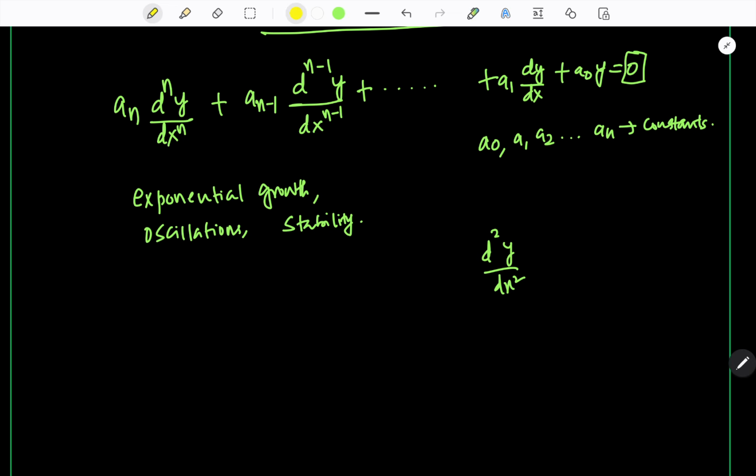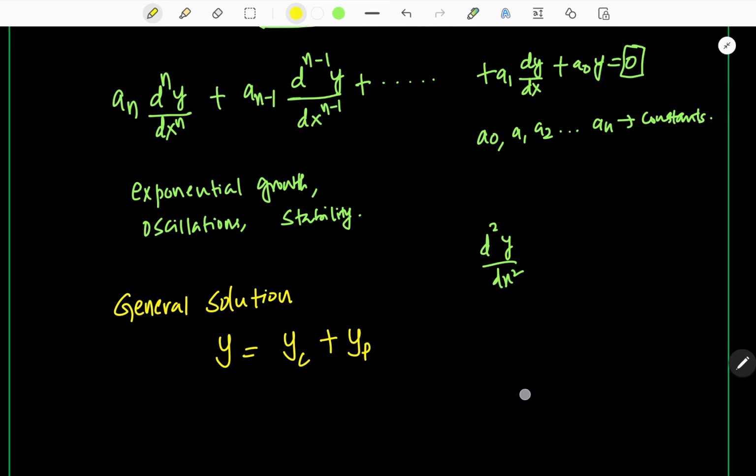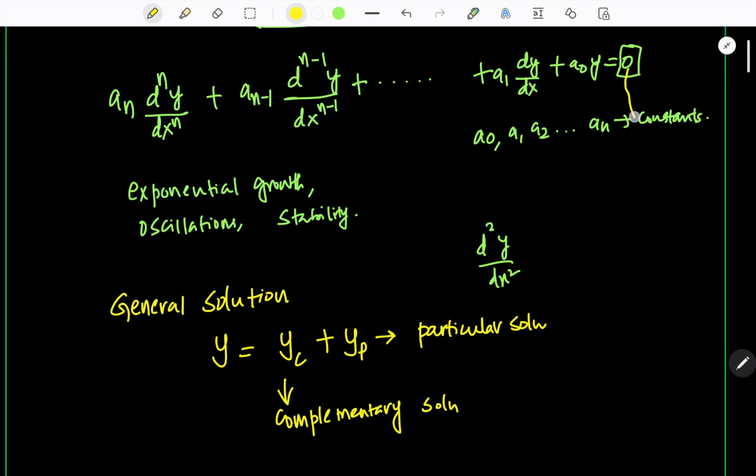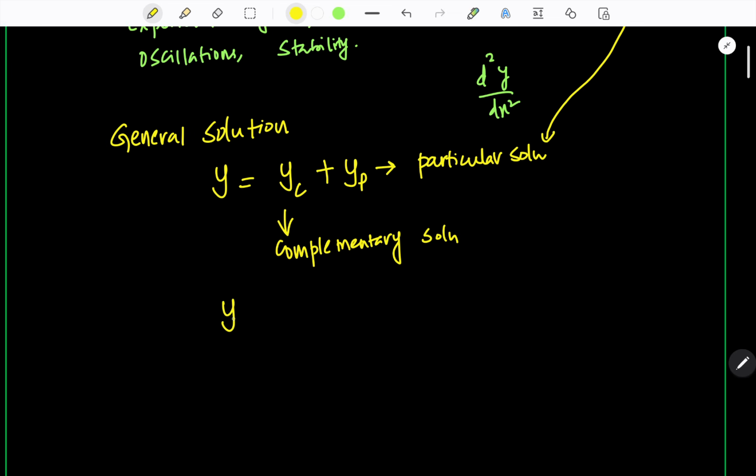The general solution consists of y equal to yc plus yp. What is yc? yc is the complementary solution and yp is called the particular solution. This particular solution normally deals with the right hand side. But here the right hand side is 0. So automatically y becomes yc plus 0. So y becomes your complementary solution.